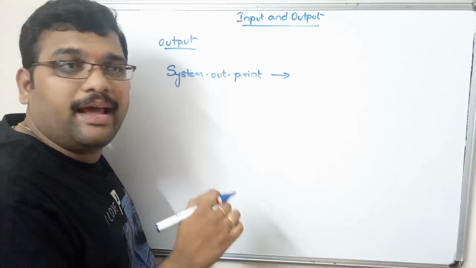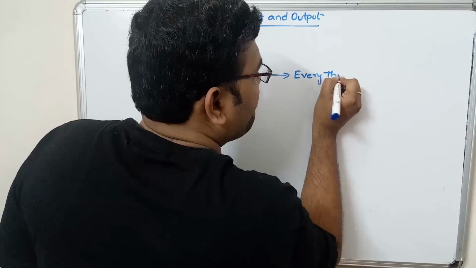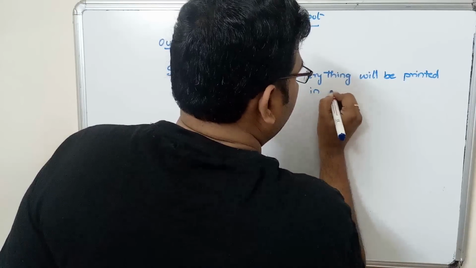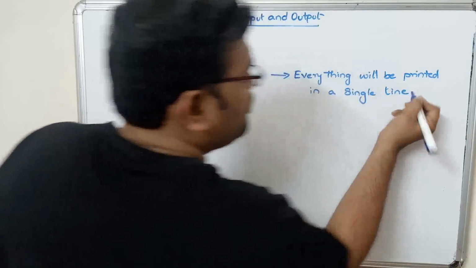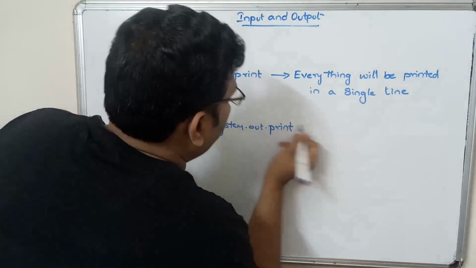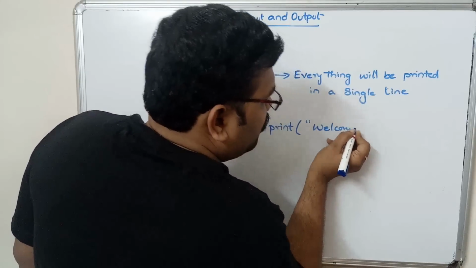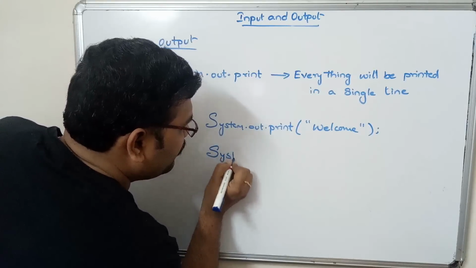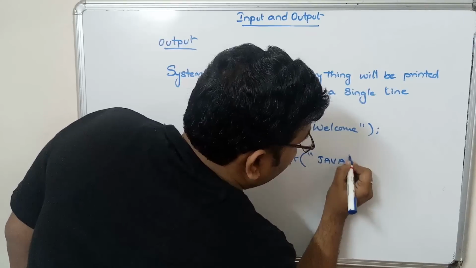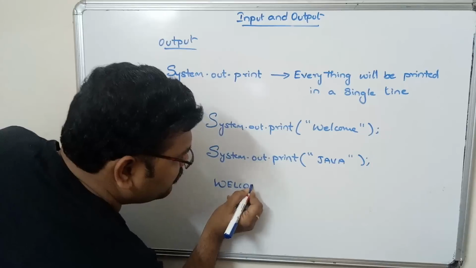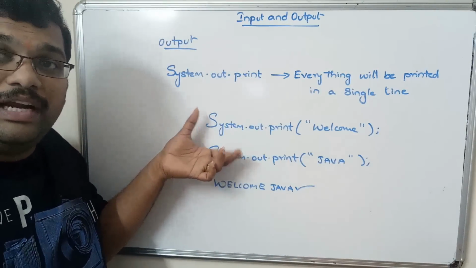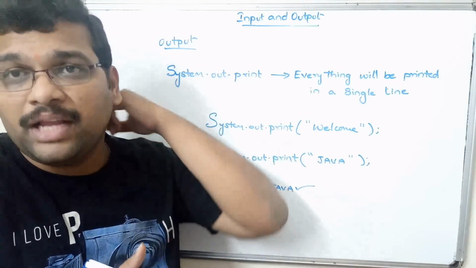It doesn't have a new line character, so everything will be printed in a single line. For example, if you write system.out.print welcome, and immediately you write system.out.print Java, the output will be in a single line. Even though you are writing the next statement on the next line, it will print in a single line. So this is the output for these two statements. It doesn't include the new line character, so everything will be displayed in a single line.